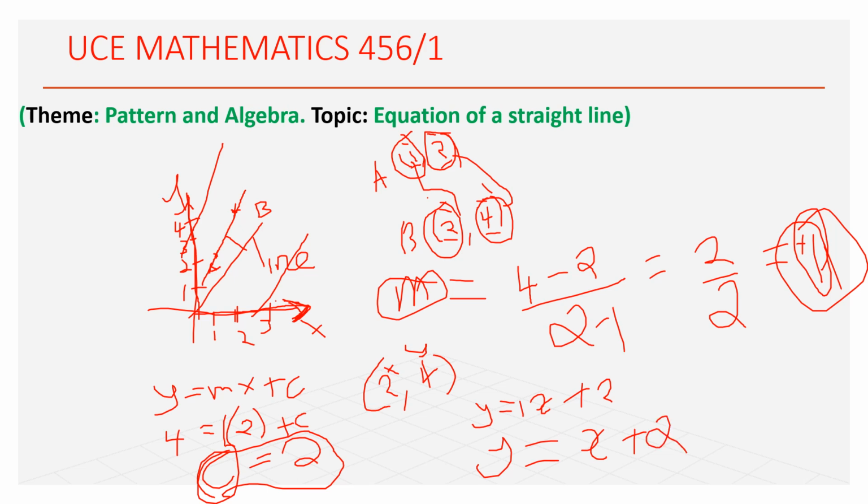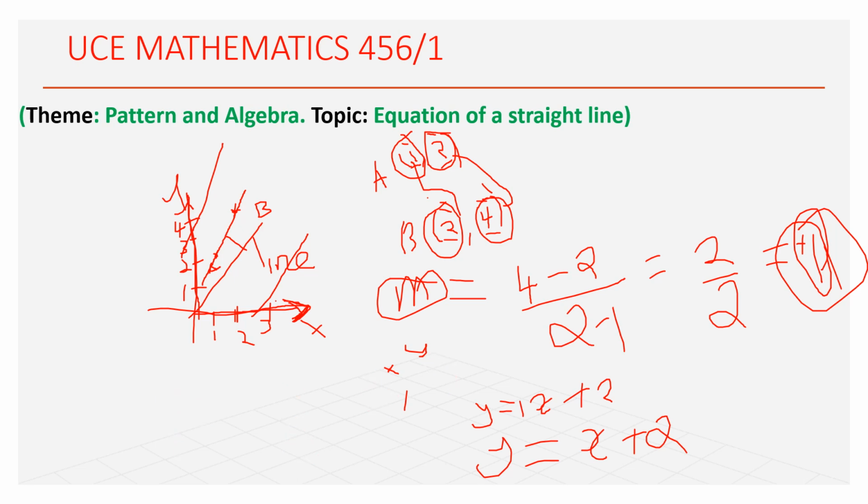So basically that will be the equation of the line for the positive gradient. You should be careful with that, and in case you get a negative gradient, please substitute it as negative.